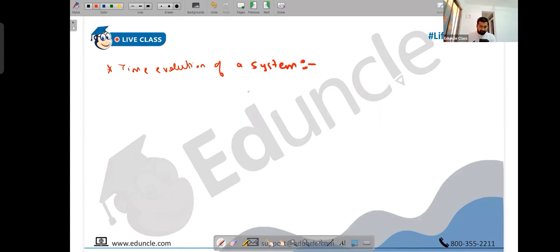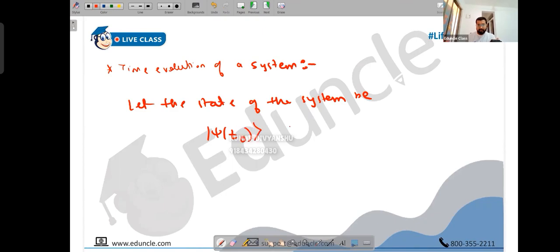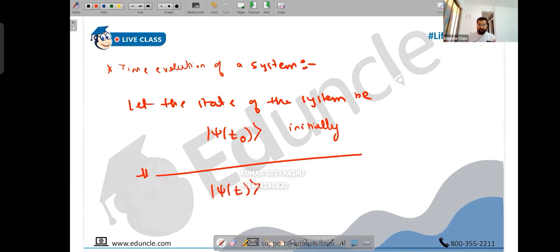So the point is, let the state of the system be psi(t0) initially. Here t0 is the initial time. Similarly, let the state of the system be psi(t) at time t. So the question is how psi(t) varies with psi(t0). That's the question. Time evolution. What is the difference between them? That's what you want to understand. This is the time evolution of the state of a system.